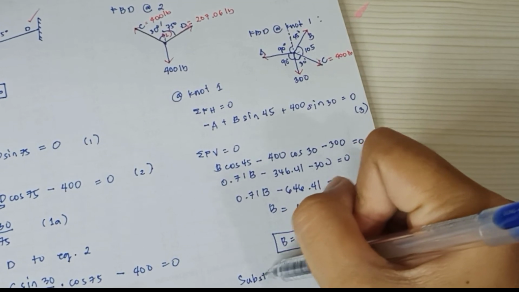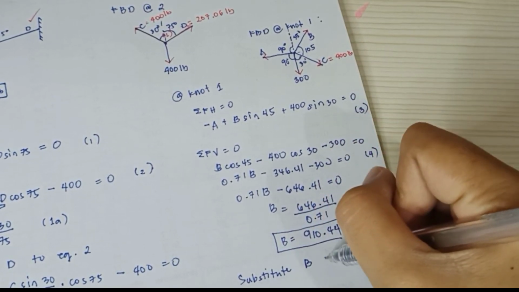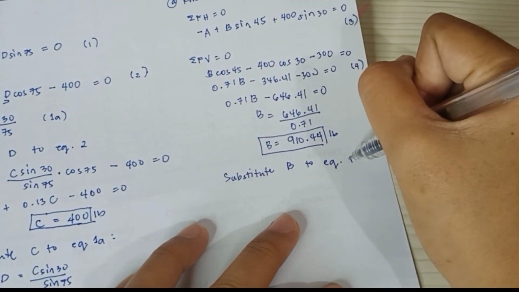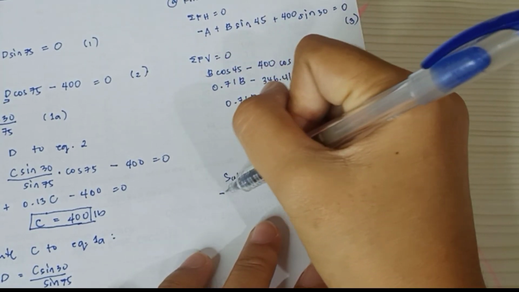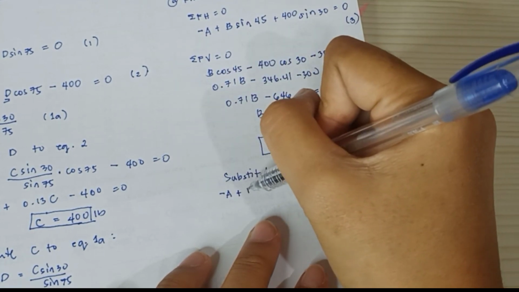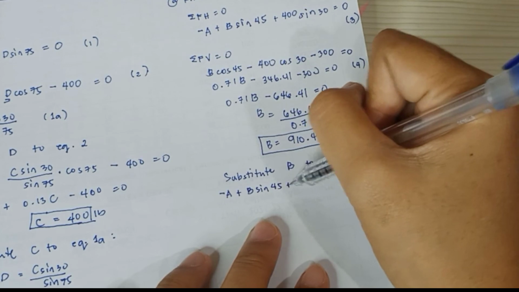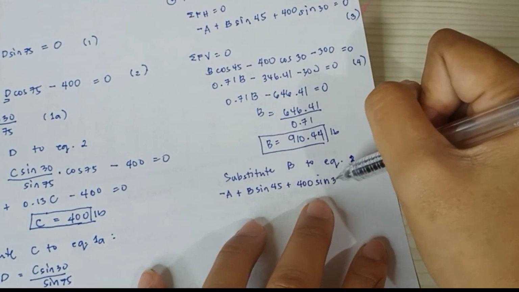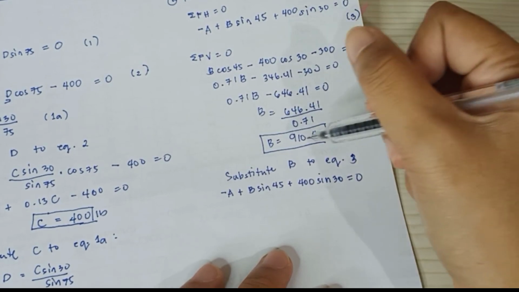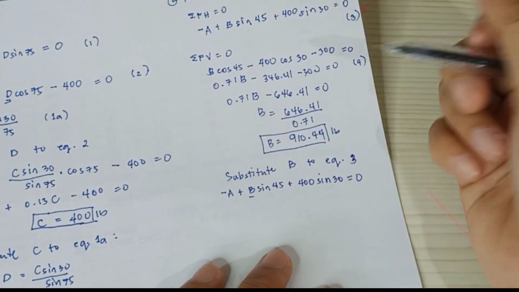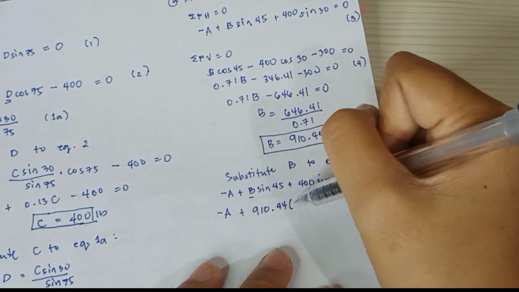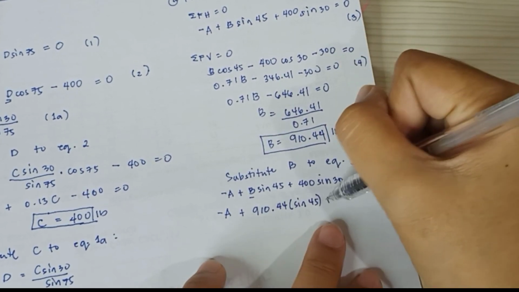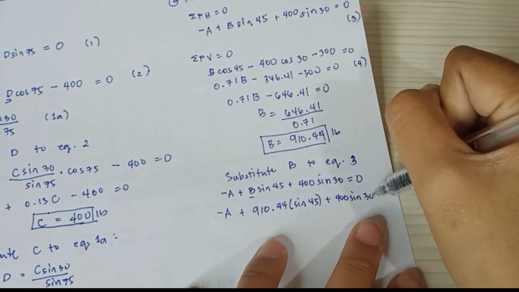So, let us substitute B to equation 3. Let us substitute the value of B to equation 3. So, kopyahin muna natin yung equation, which is negative A plus B sine 45 plus 400 sine 30 is equal to 0. Okay, so yung value ng B, substitute natin dito. Negative A plus 910.44 sine 45 plus 400 sine 30 is equal to 0.